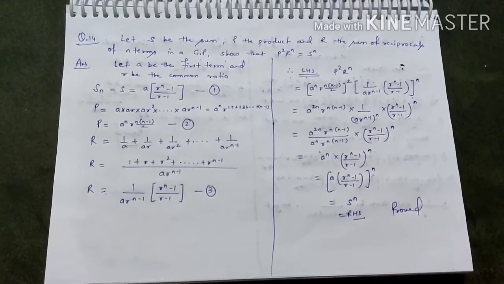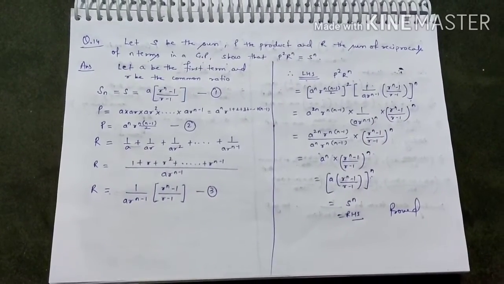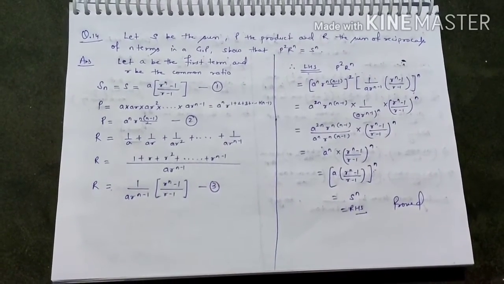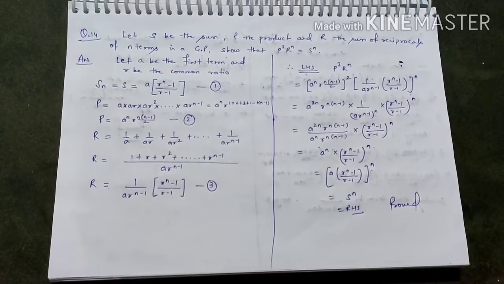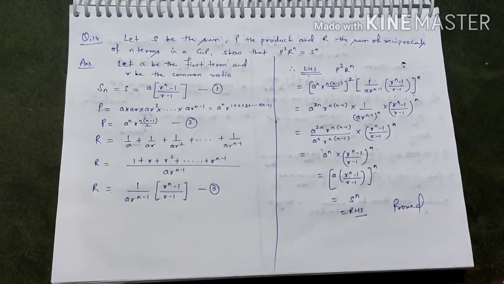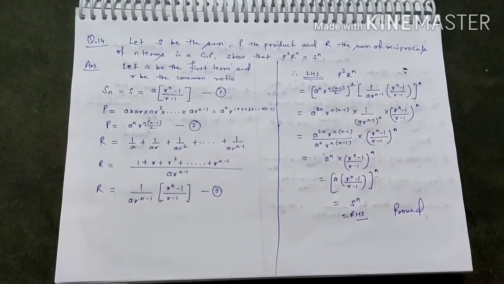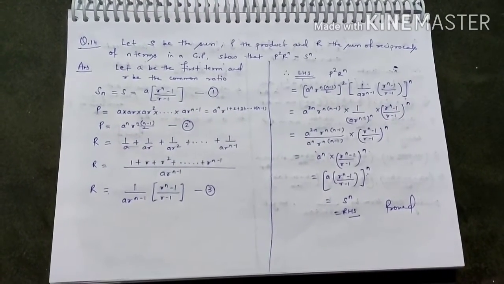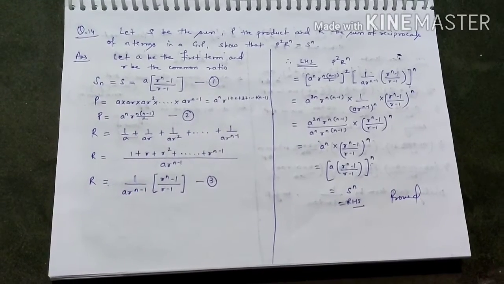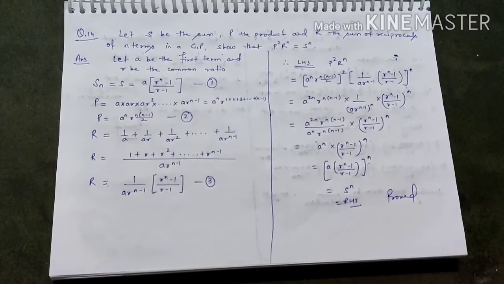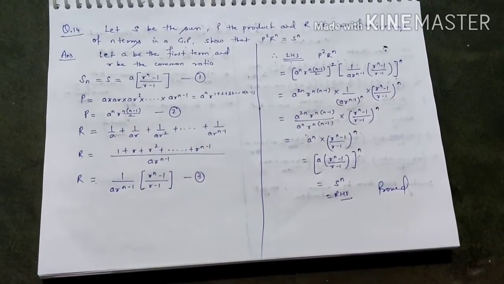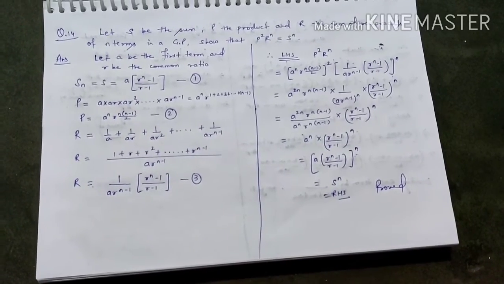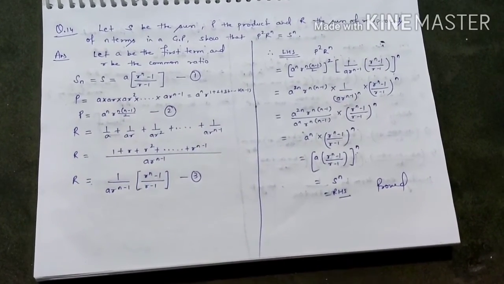Then R becomes the sum of the reciprocals of n terms, so it becomes 1 by a plus 1 by ar plus 1 by ar square plus up to 1 upon ar to the power n minus 1. Taking the LCM as ar to the power n minus 1, we get a series of GP, 1 plus r plus r square up to r to the power n minus 1, where the first term is 1 and the ratio is r. Now simplifying, we get 1 upon ar to the power n minus 1 multiplied by (r to the power n minus 1) upon (r minus 1). Just putting the values of P and R in the LHS and then simplifying, we get it is equal to S to the power n.